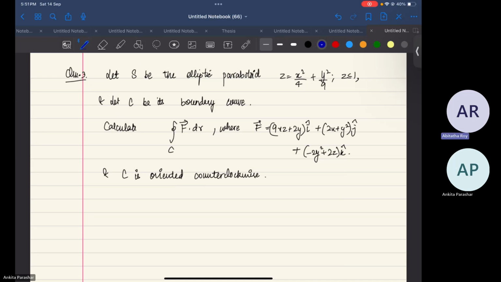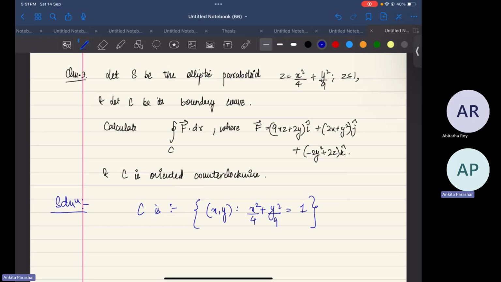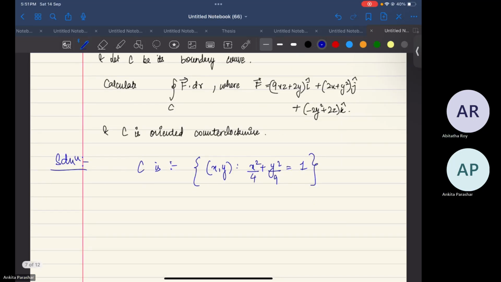We have to parameterize the boundary curve first. Let's just write for a moment. So C is nothing but all those points x and y such that x square by 4 plus y square by 9 equals 1. Yeah, this is what our curve is, and we want to parameterize it.